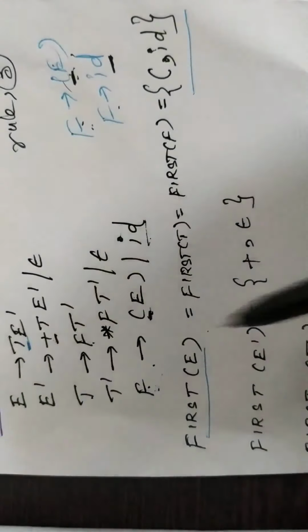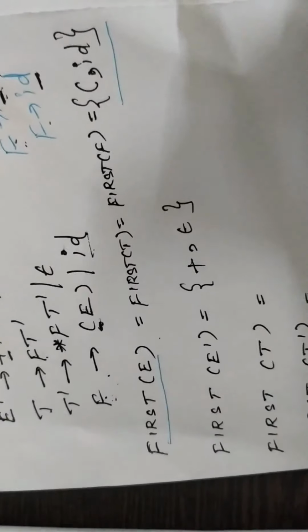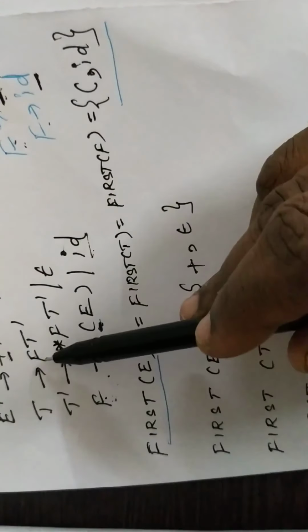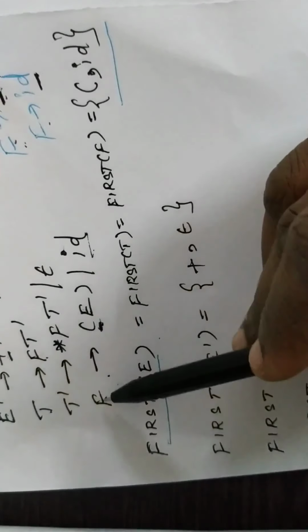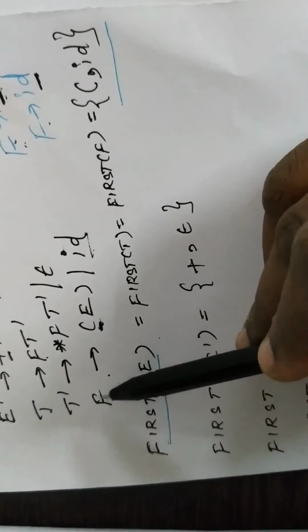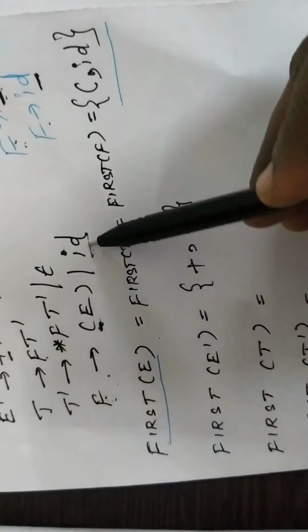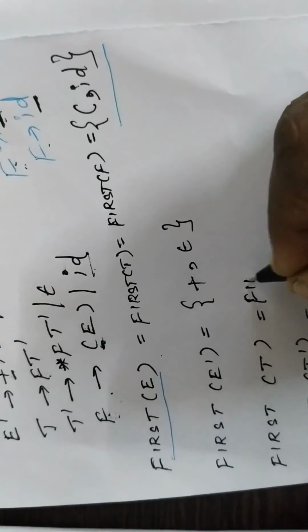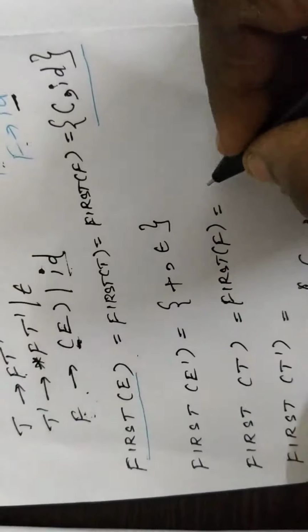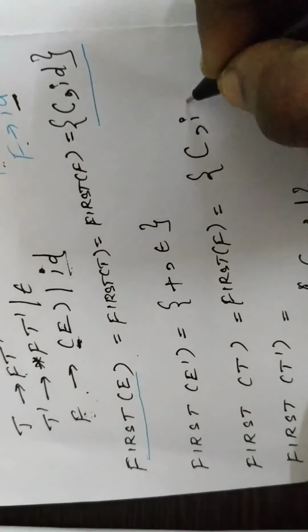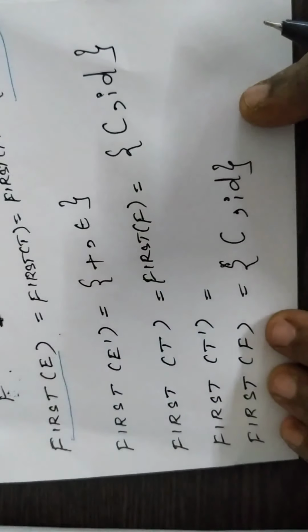Now come to first of T. What is our first of T? First of T is first of F. Here F is a non-terminal, so find first of F. What is the first of F? First of F is open bracket, id. We already have that one. So your first of T is first of F. What is first of F? First of F is open bracket, id. We already have that one.